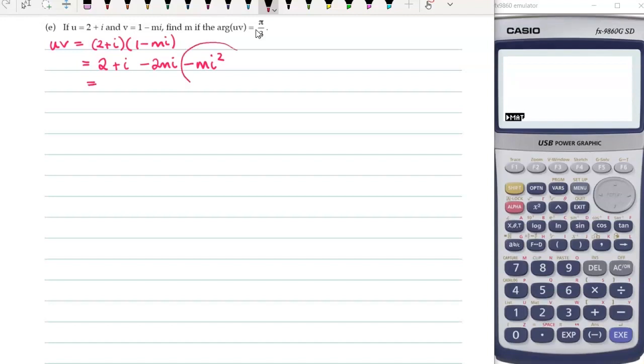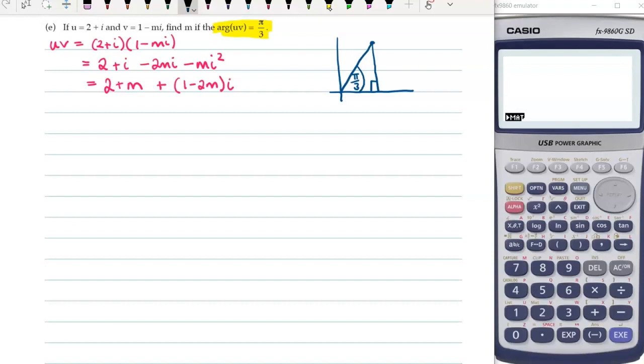So the i squared here becomes a minus 1, so that'd be a plus m on the real part, and the imaginary part is going to be 1 minus 2m i. Now to use this bit of information, that the argument is going to be pi by 3, if we think about what that means on our Argand diagram, we've got an angle here of pi by 3, or 60 degrees. And it makes this triangle here, which is one of your special types of triangles.